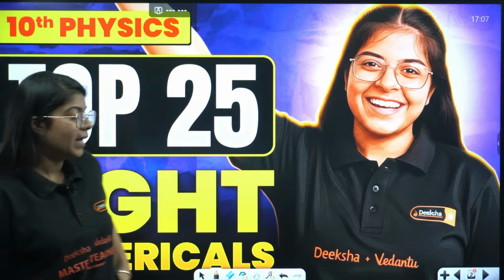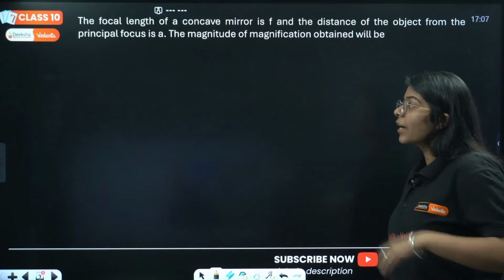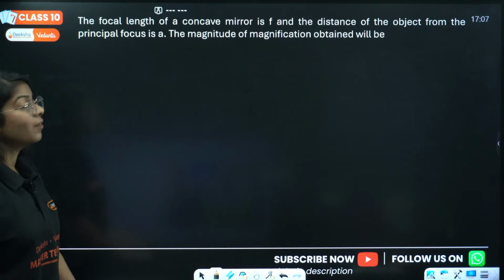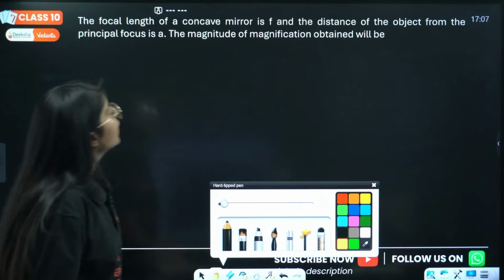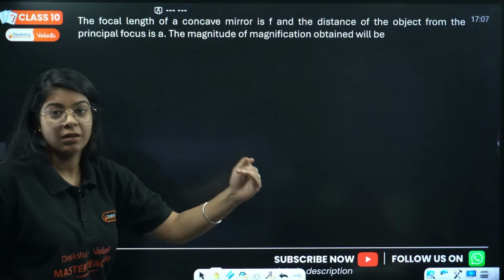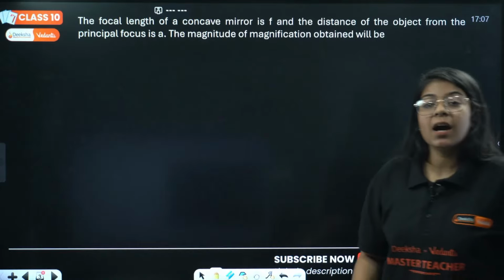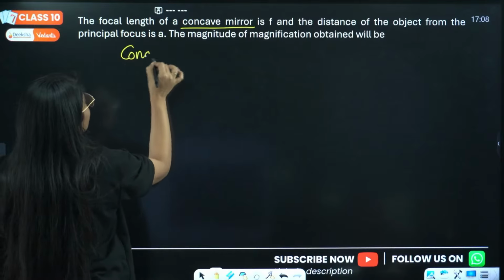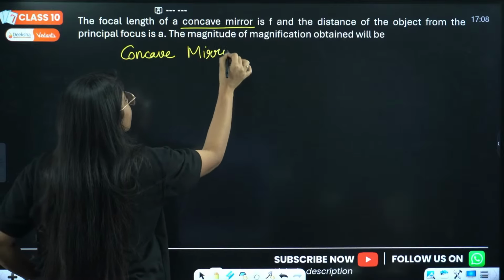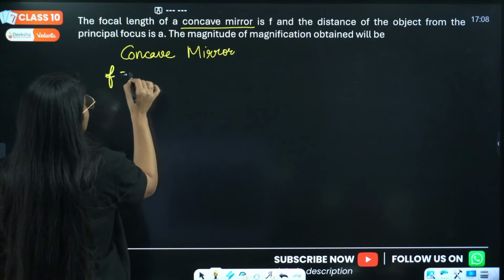Okay, let's move on to the first question we have for today, and that is a very different question, I'll say. The focal length of a concave mirror is given to be f, and then the distance of the object from the principal focus. Read this very carefully. They have given us the focal length of a concave mirror. Whenever we see a numerical, we write whatever is given in the question. So a concave mirror is given and its focal length is f.